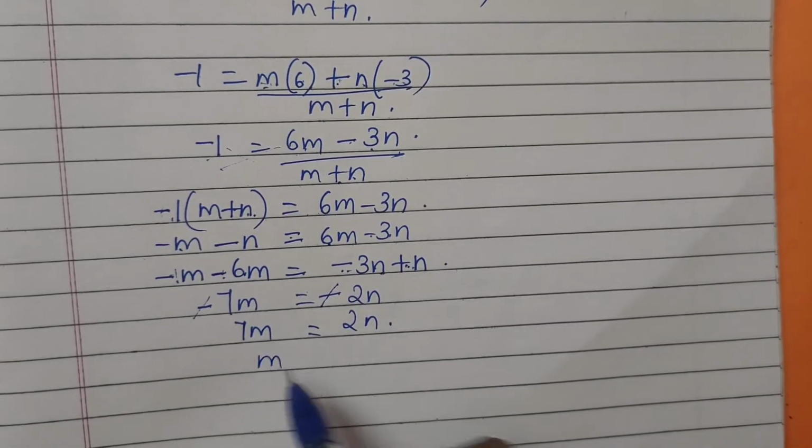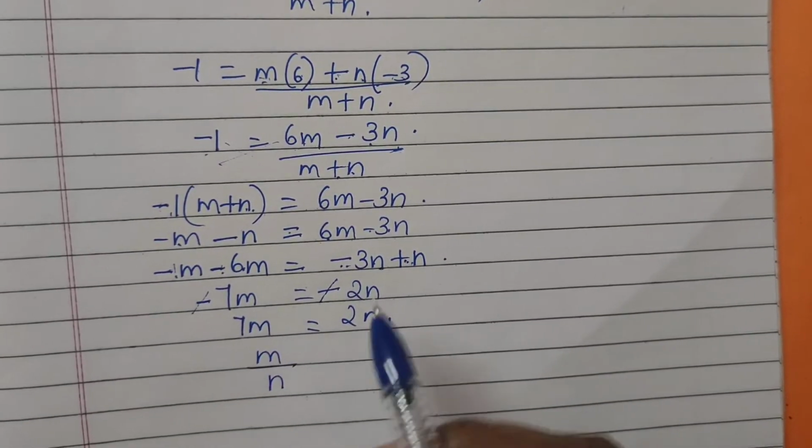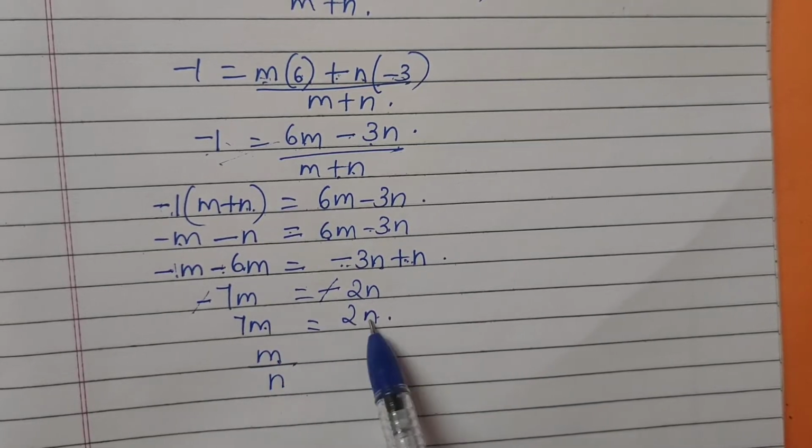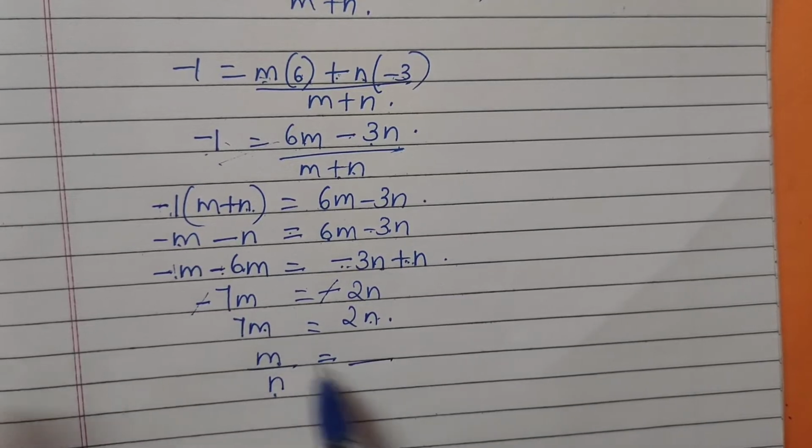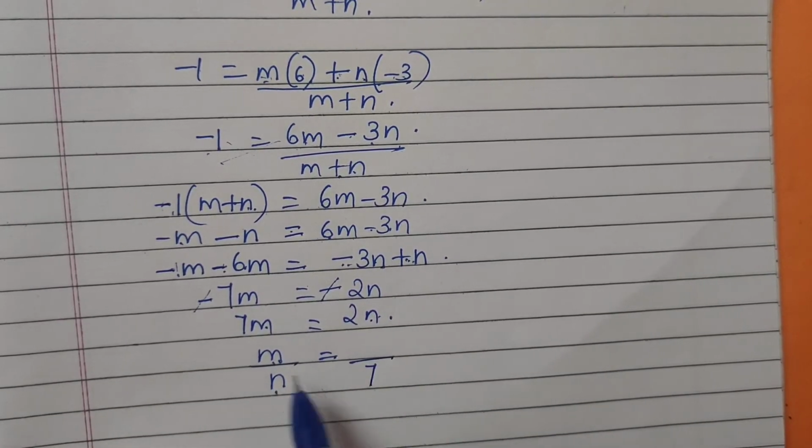Let m stay here and n be brought here. m is kept here and n has been brought here. Now what should I have? When I multiply, I will put a 7 here, because when I multiply m into 7, I get 7m.